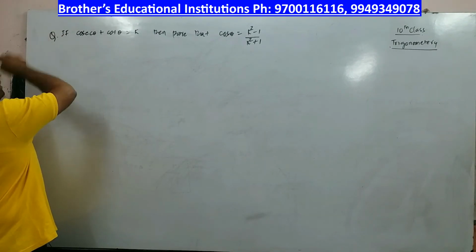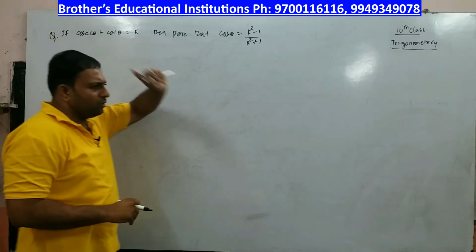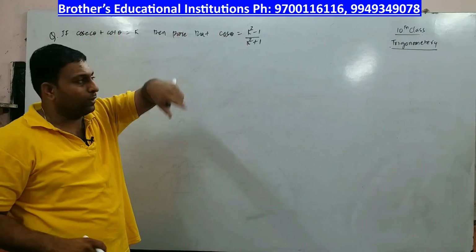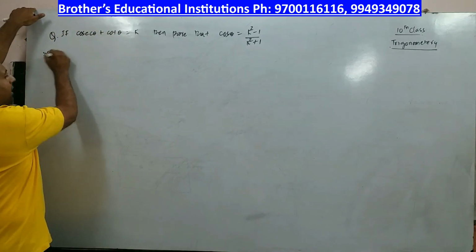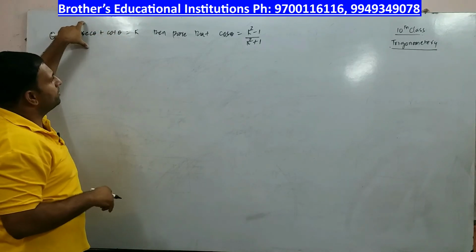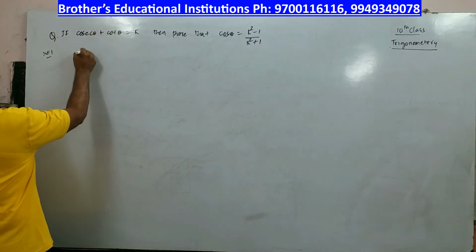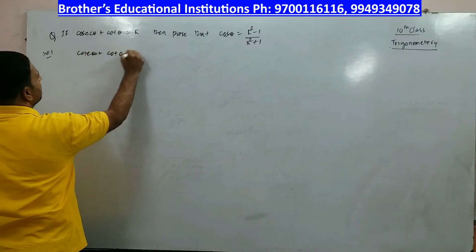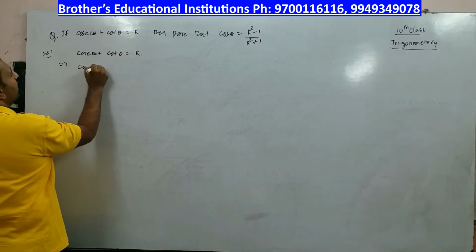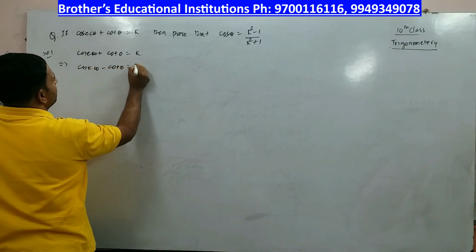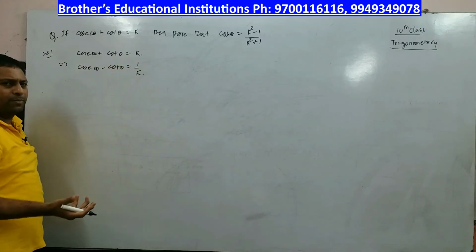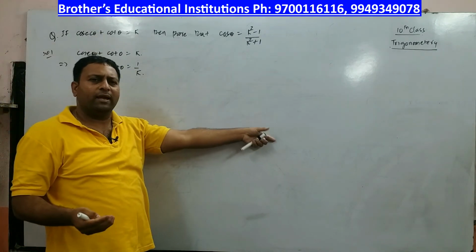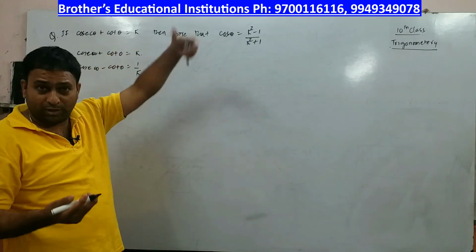Yes children, next question. If cosecant theta plus cot theta is equal to k, then prove that cos theta is equal to (k square minus 1) by (k square plus 1). Now this question can be done like the previous model by taking cosecant theta plus cot theta is equal to k. Then it implies cosecant theta minus cot theta is equal to 1 by k, just like we did in the previous problem, and then adding and subtracting. In the similar fashion you will get the triangle. Once you get the triangle, you find cos theta from that. That is one methodology. You can proceed that way.